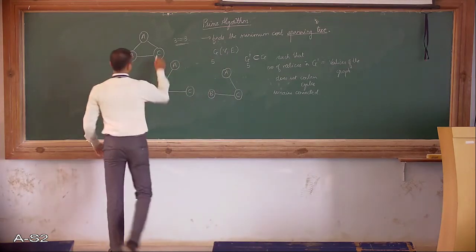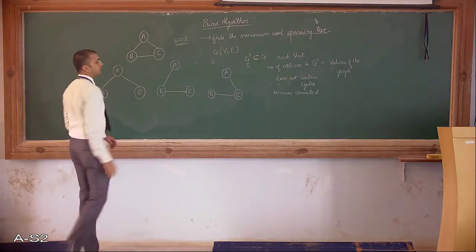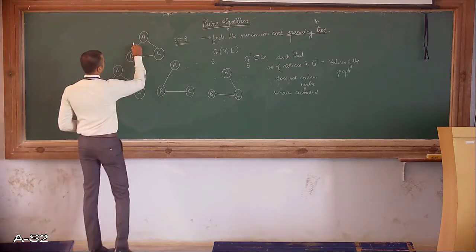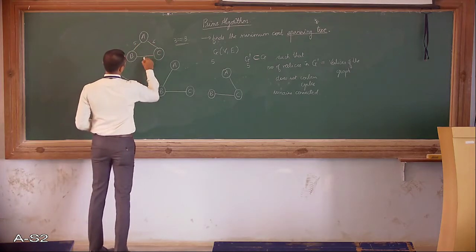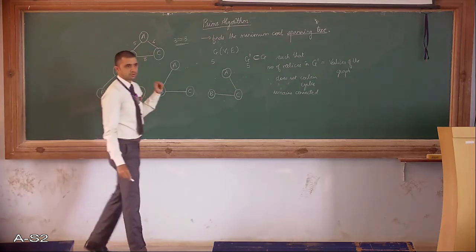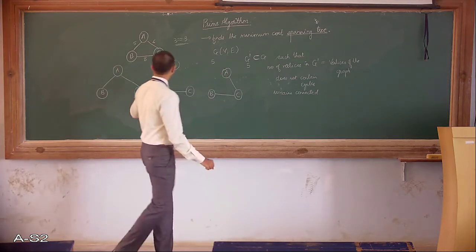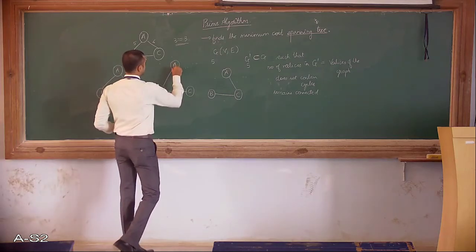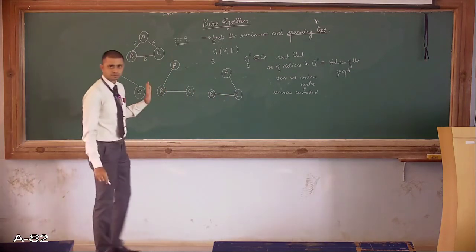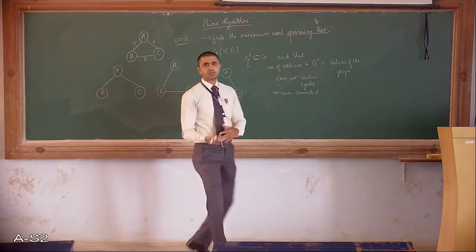So for a graph, if you want to calculate the minimum cost spanning tree, I need to have an undirected graph with weights, a weighted undirected graph. So one approach to solving this is to find all the possible spanning trees and calculate the minimum cost.